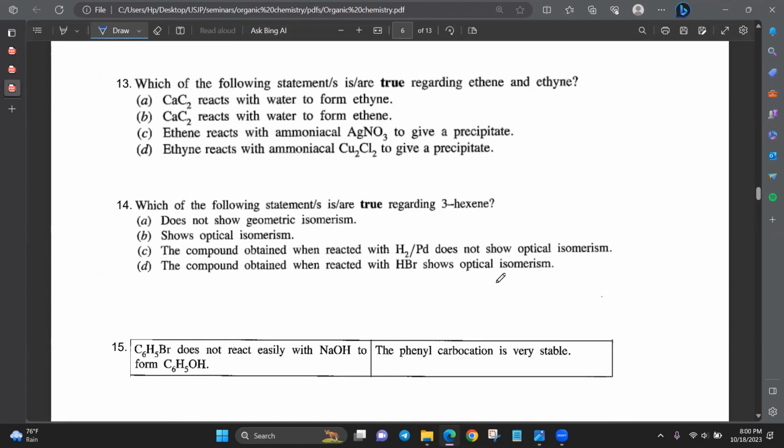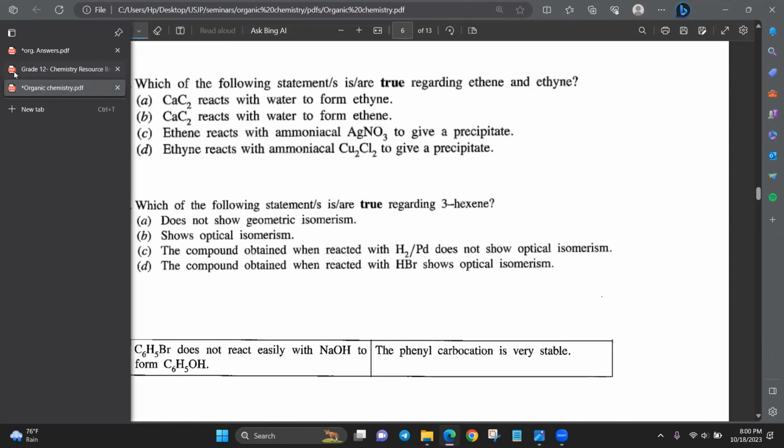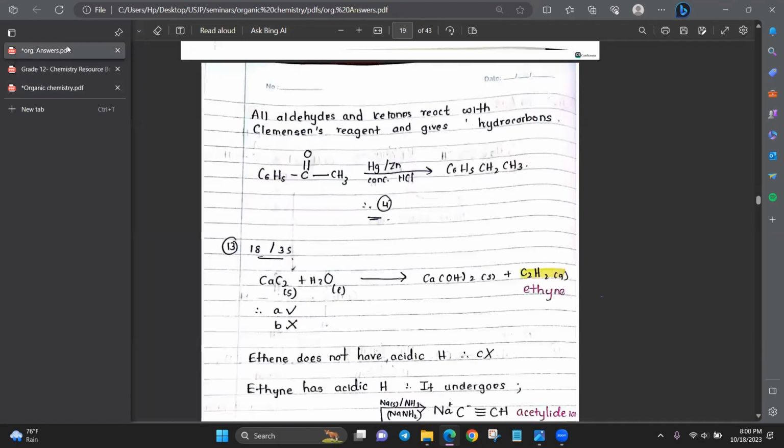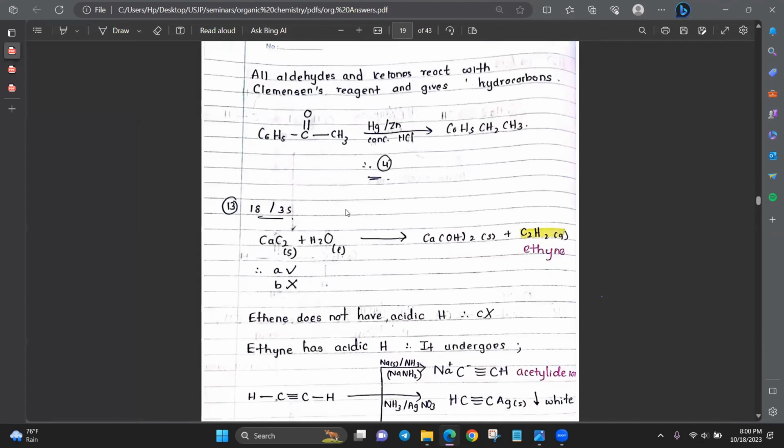13th question, which of the following is true regarding ethene and ethyne? Calcium carbide reacts with water to form ethyne. Right, now this reaction is important. Calcium, this is not a big thing. Just if we know the reaction of calcium carbide with water, we can answer this question. Calcium carbide, when it reacts with water, what does it form? You don't have to learn this reaction by heart.